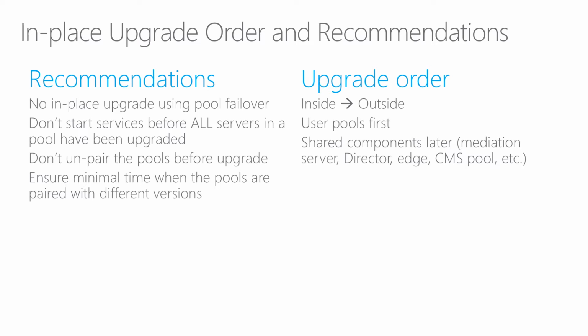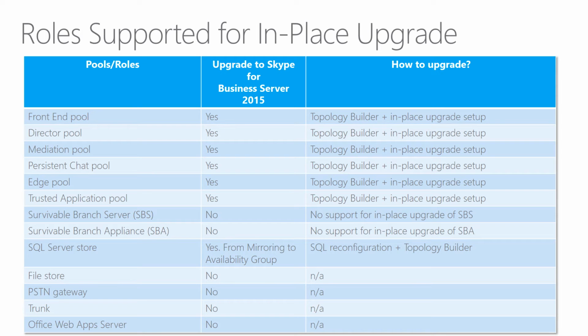You should not use pool failover during the upgrade process. Do not start services before all servers in a pool have been upgraded. Do not unpair pools before the upgrade, and ensure minimal time when the pools are paired with different versions of Lync Server or Skype for Business Server 2015. In addition, when upgrading, you must upgrade from the inside to the outside. Start with your front end user pools first and then move out towards your edge server pools.